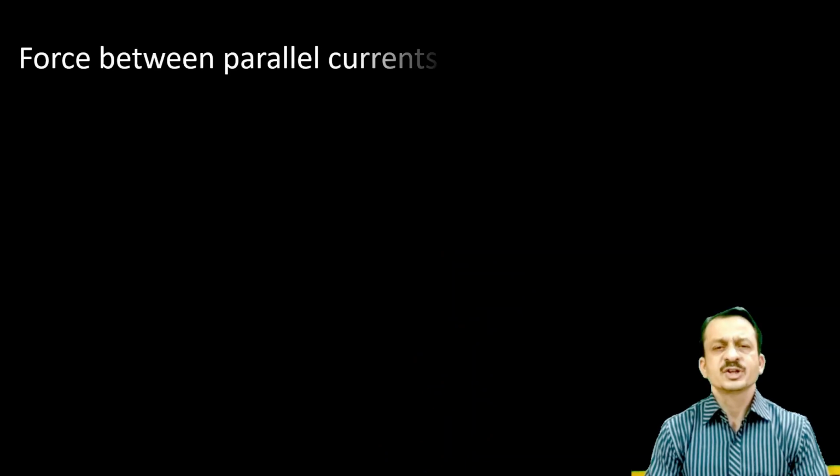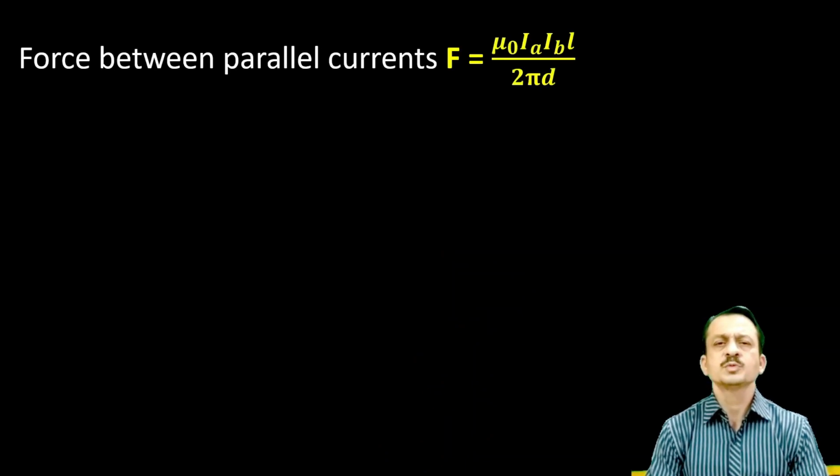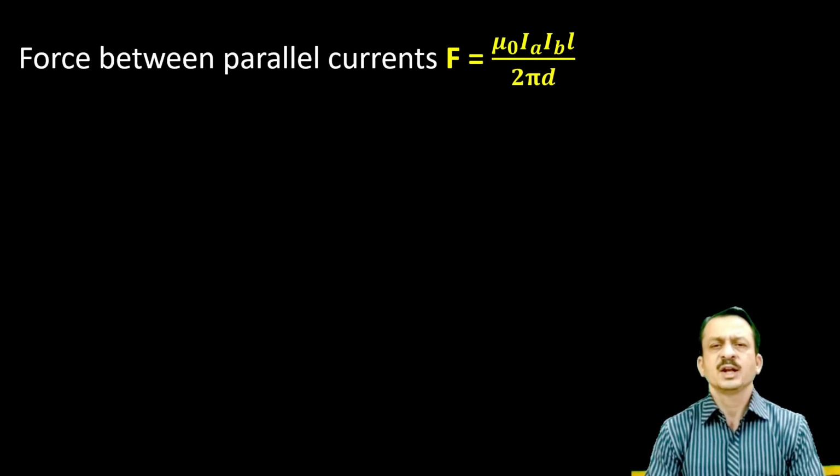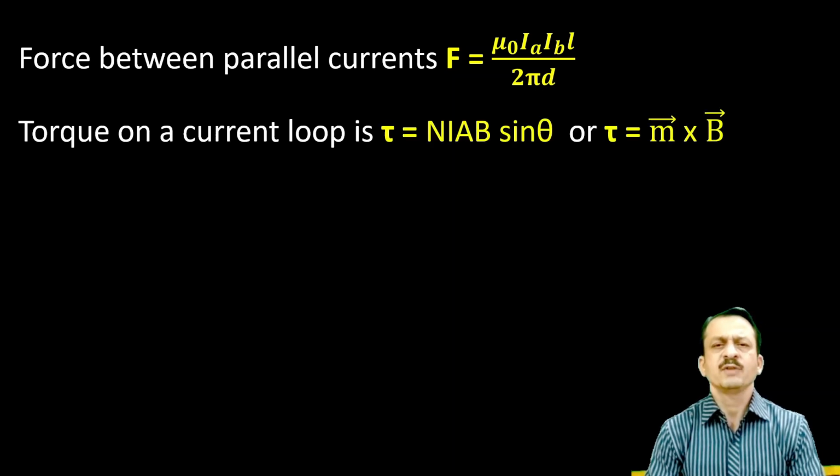Next, the force between two parallel conductors. That means if you have two conductors, and the current is flowing in the same direction along the two conductors, then the force between the parallel conductors is given by F is equal to mu naught into IA into IB into L divided by 2 pi D. This is one formula where D is the distance of separation between the two conductors.